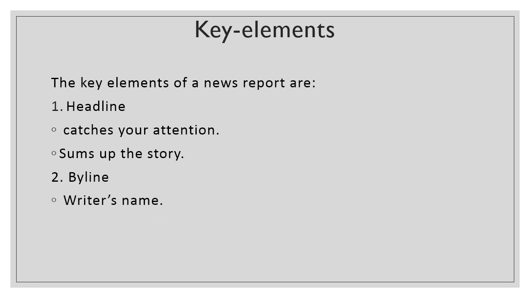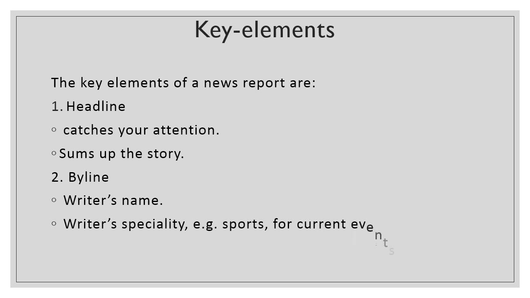Writer's name. Okay, the writer's name, the person who has written the report, should be mentioned very clearly. Then writer's speciality, example sports, or current events. Okay. Third one, place line, where the story begins. You have to write the place from where the report has begun, or from where you are summing up the report.